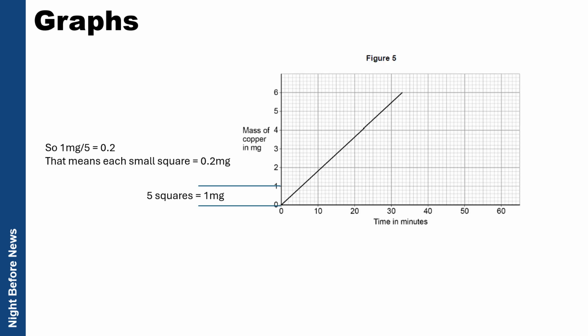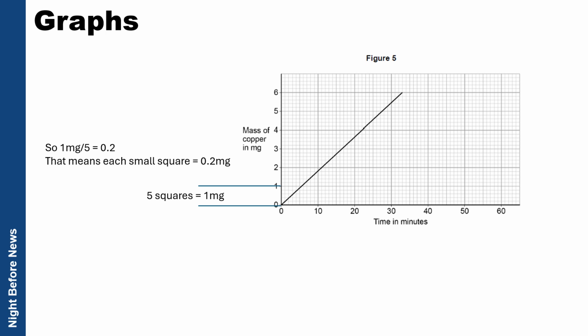Again, in chemistry paper 1, they will give you graphs and expect you to be able to read the scale. This scale is different this time, and we've got 1 milligram being equal to 5 small squares. So in order to work out the value of each individual square, we do the value of one division, which is 1 milligram, divided by the number of small squares that make it up, which is 5. So each small square would have a value of 0.2 milligrams.